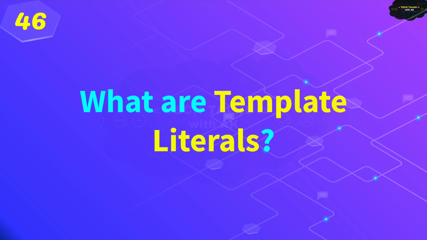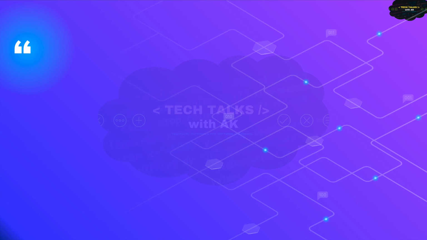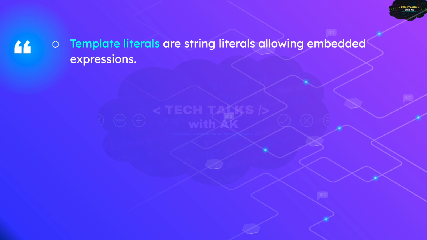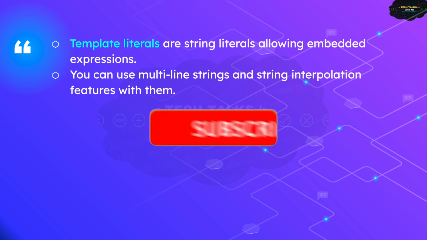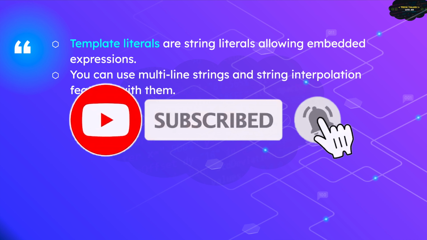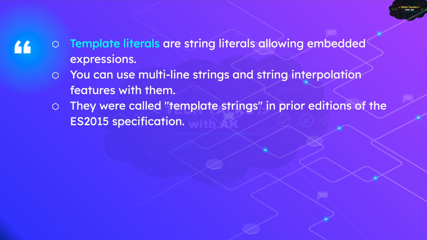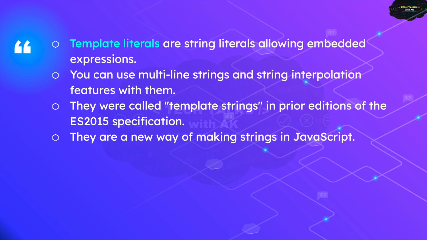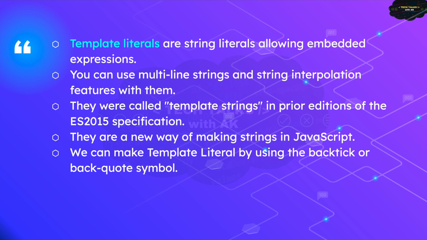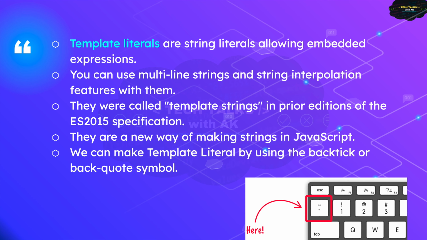Our next question is what are template literals? And the answer is template literals are string literals allowing embedded expressions. You can use multi-line strings and string interpolation features with them. They were called template strings in prior editions of the ES6 or ES 2015 specification, but in the latest edition of the specification, they are called template literals. They are a new way of making strings in JavaScript. We can make a template literal by using the backtick or backward quote symbol.